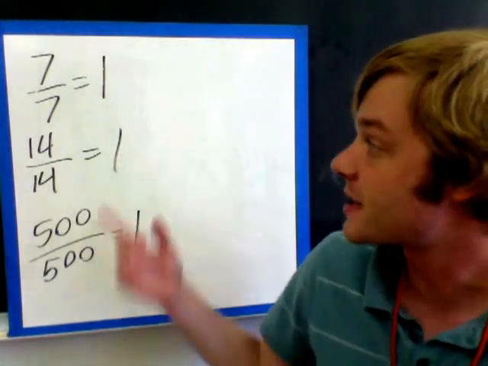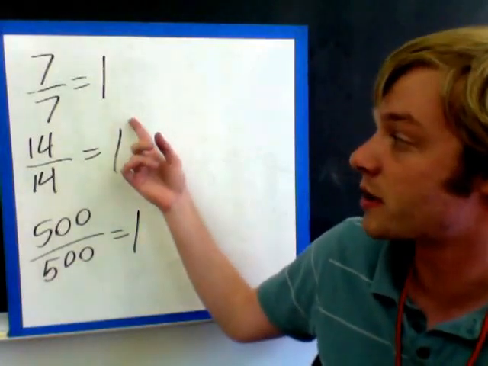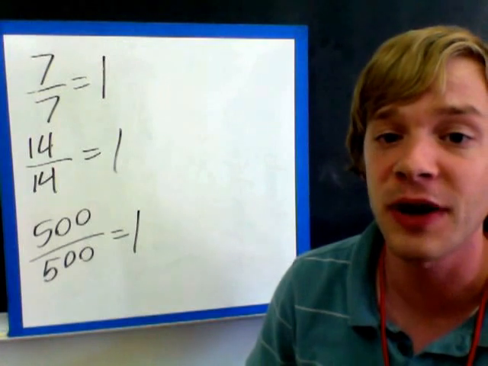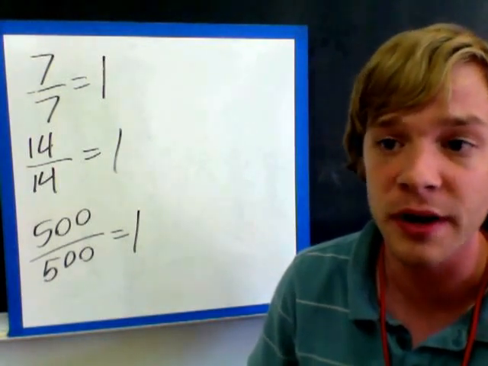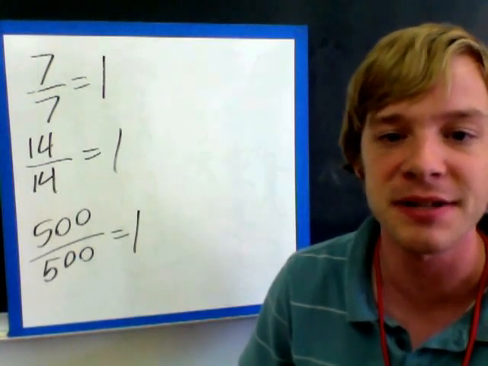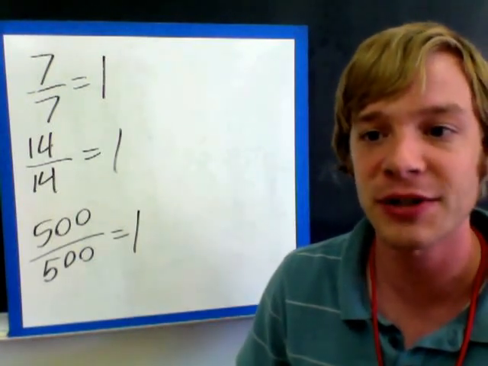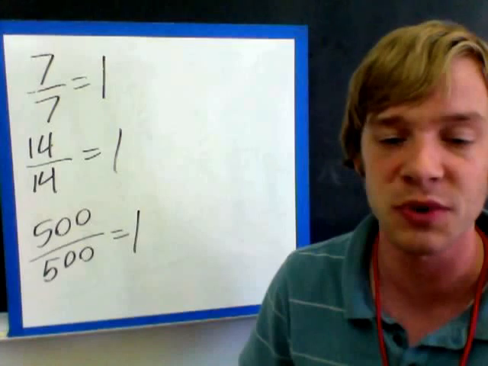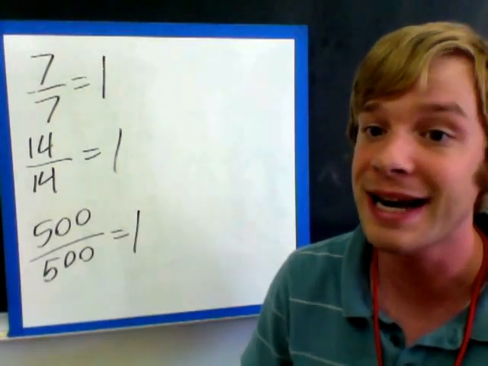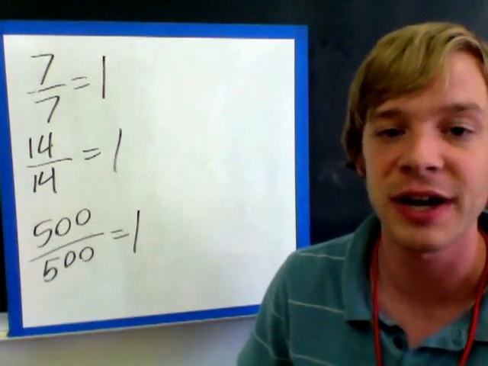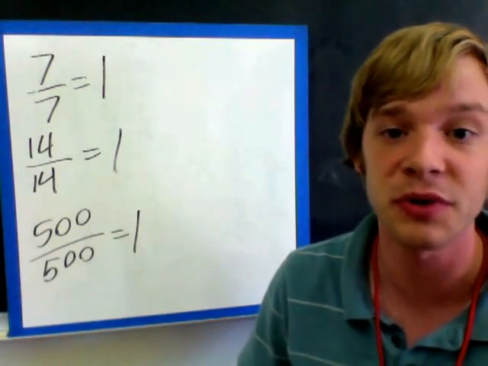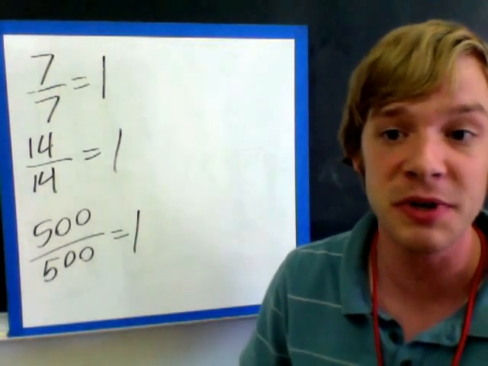So we have 7 over 7, and that equals 1. We have 14 over 14, that equals 1. And 500 over 500 is still 1. The only real exception is 0. Since you can't divide by 0, the fraction 0 over 0 is what's called undefined. So there's not a real solution there. Any other number, you can divide by itself and you'll get 1. Same thing goes with variables, and we'll do a couple examples of those in just a bit here.